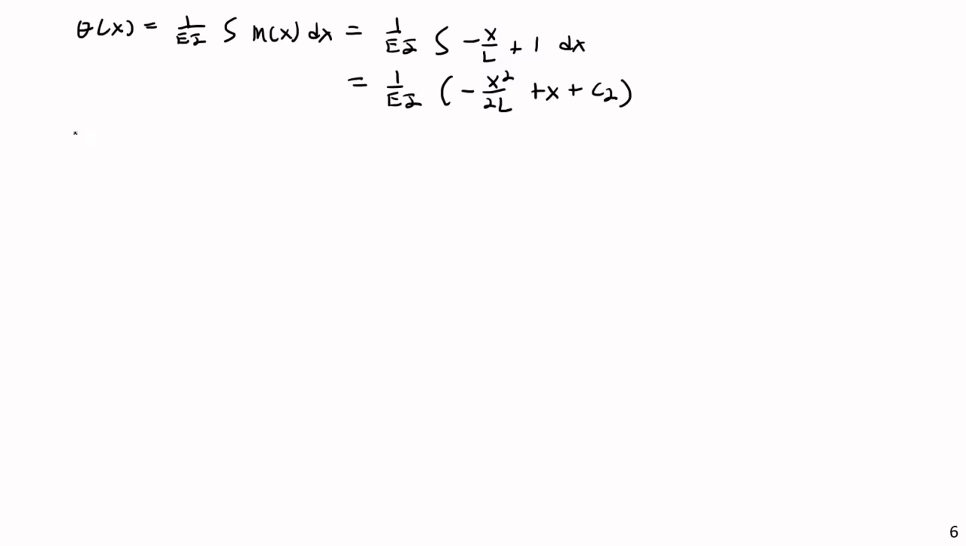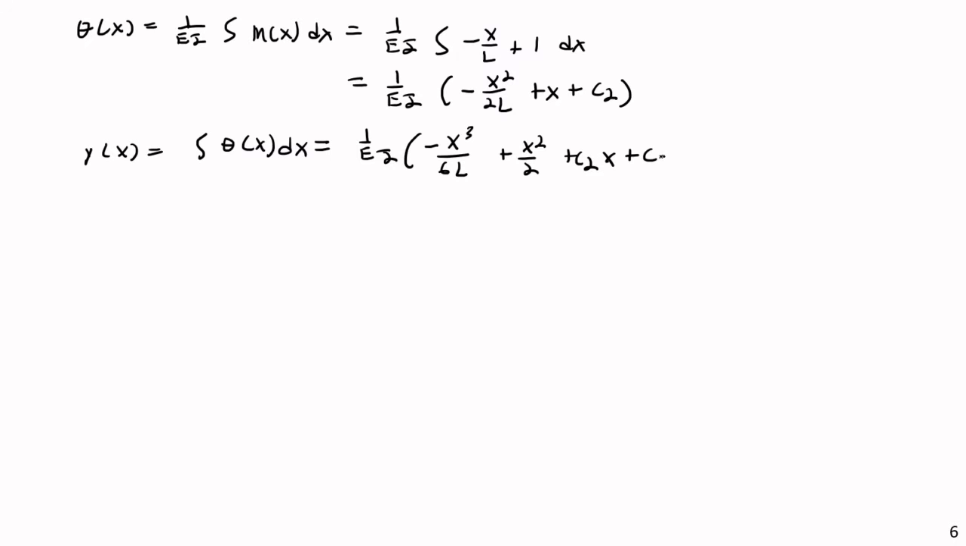So we're going to have to go through the next level of integration, just like we did previously. And then y as a function of x is equal to the integral of theta as a function of x dx. Working through that integral, if you plug and chug through it, it's really not too bad, you will get 1 over EI times negative x to the third over 6L plus x squared over 2 plus c2 x plus c3.